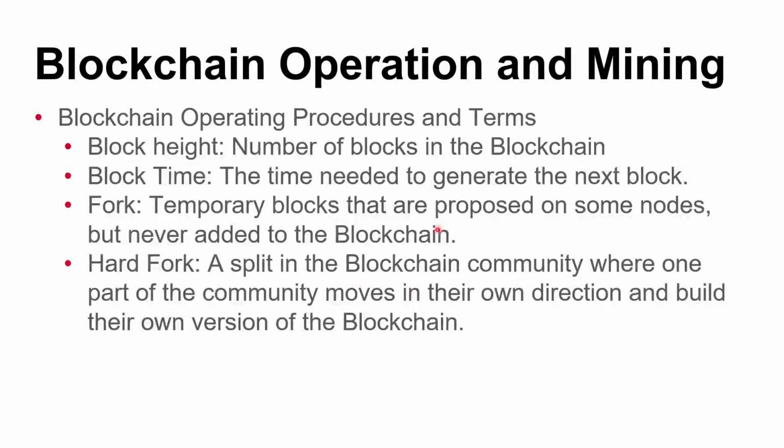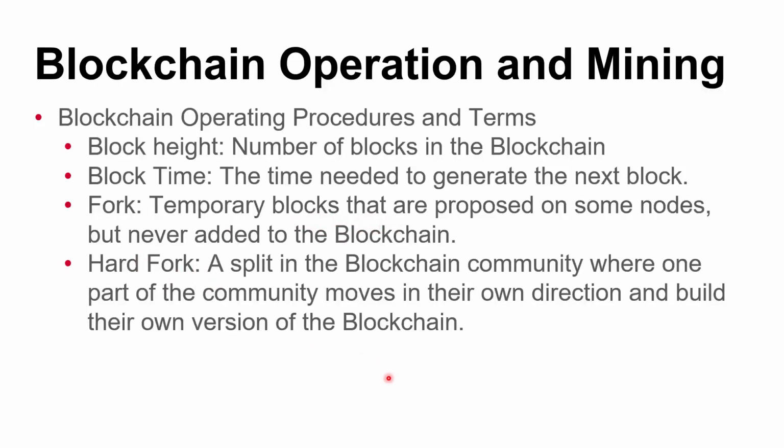And so some of the terms that you may hear: a block height is simply the number of blocks. I think we saw that on the Blockchain Explorer. We saw block height discussed, or maybe it just said height. The block time is the time needed to generate the next block. Forks, interestingly, we're going to see an example of a fork. There are temporary forks in a blockchain, and we'll see an example of that.